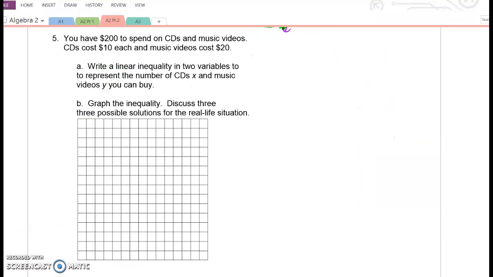Write a linear inequality in 2 variables to represent the number of CDs, x, and the number of music videos, y. Could you say that CDs, that it's $10 per CD? Could you use that language? Anytime you can say per, that means multiply. So $10 times the number of CDs that you buy, plus $20 times the number of music videos that you buy. Leave a space for a symbol, and we have $200 that we can spend.